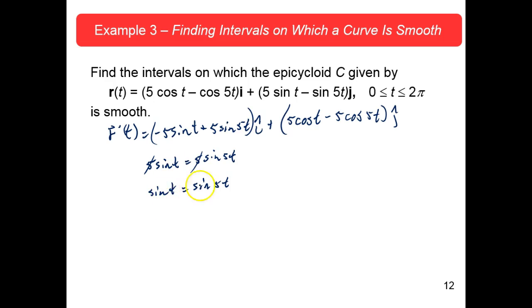Those would be equal to each other anytime t is equal to 5t. In other words, t minus 5t is equal to 0, so it'd be t times (1 minus 5) equals 0. That's minus 4t equals 0.